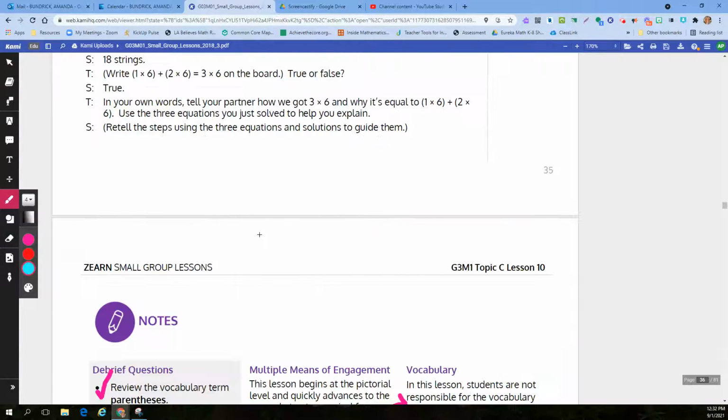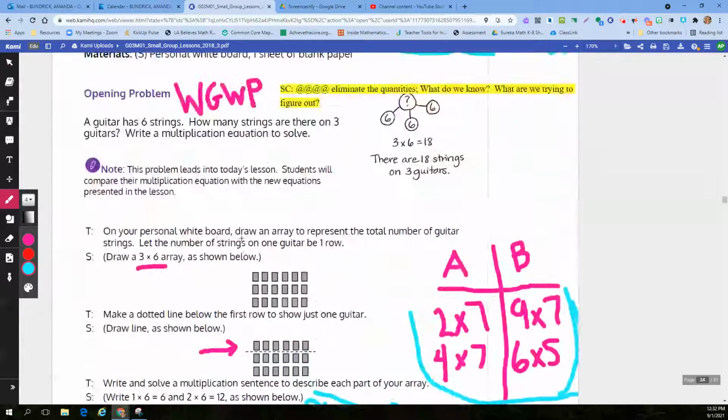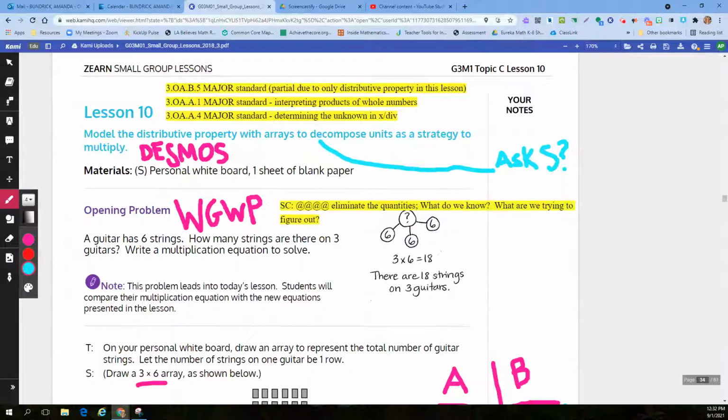So when your administration is looking for annotated lessons, this is really what they want to see. They want to know that you are planned and prepared for an effective mathematics lesson.